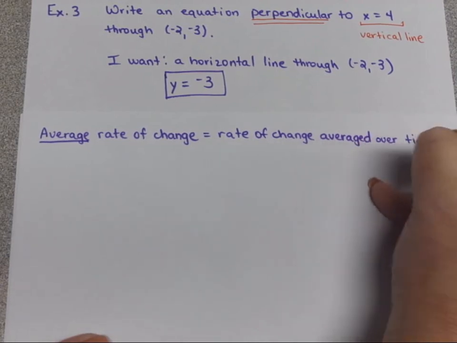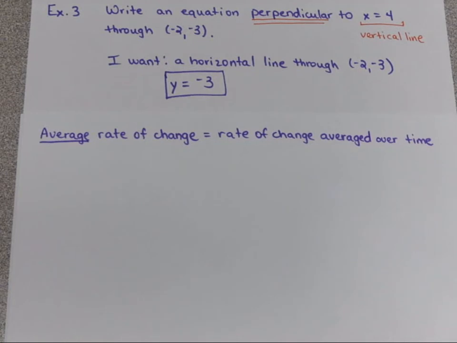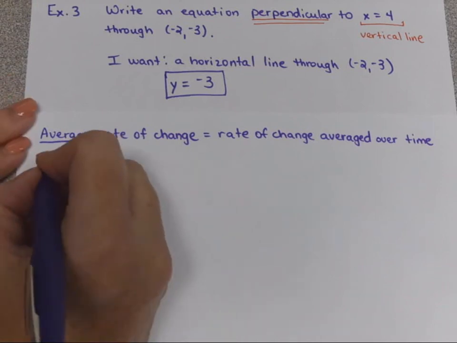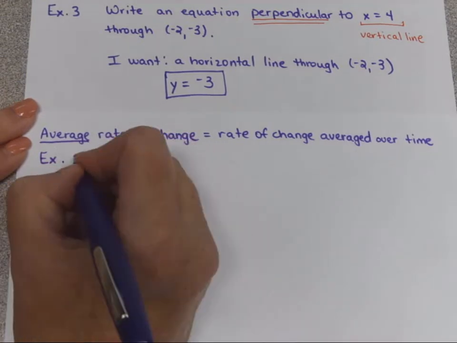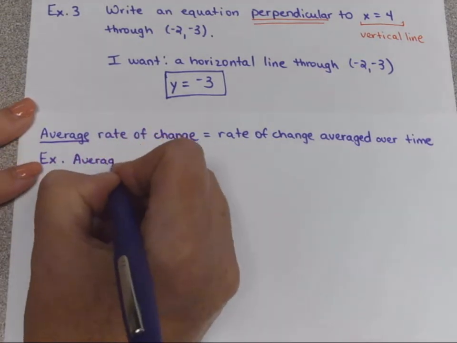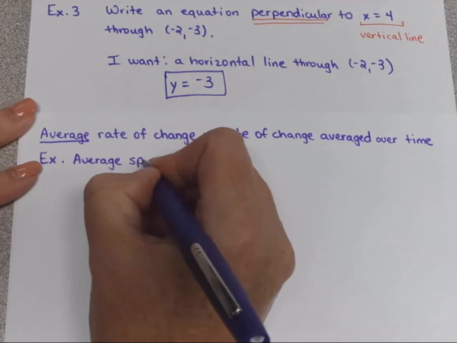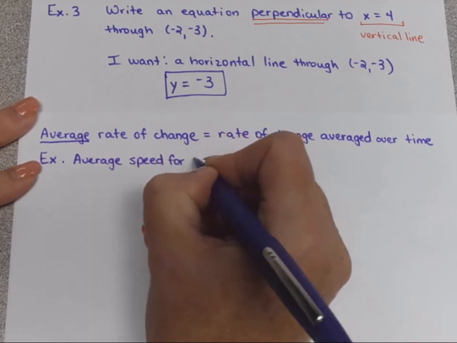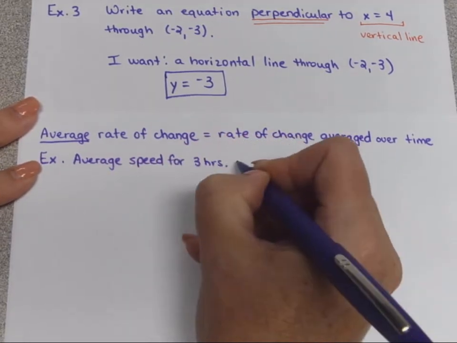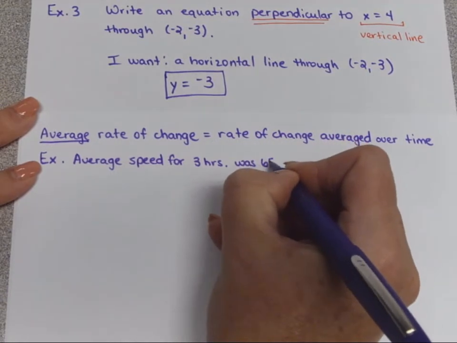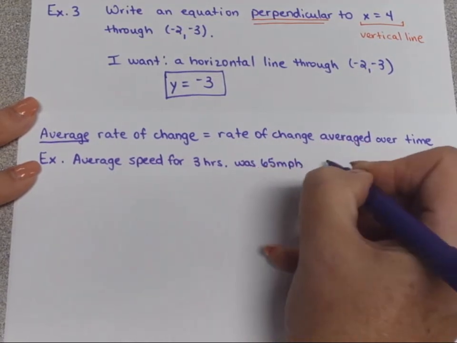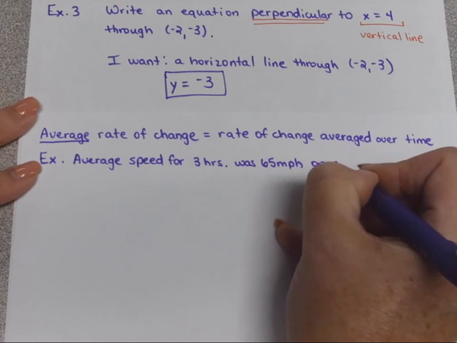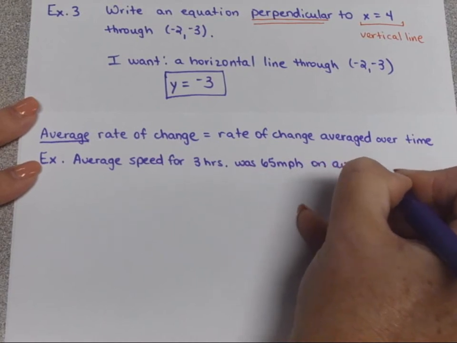So think of regular rate of change as just a specific slope, whereas average is a slope over a period of time. All right, so let's go ahead and write that down. So let's say that I take a car trip and my average speed for 3 hours was 65 miles per hour. Okay, then that means that that's my speed on average.